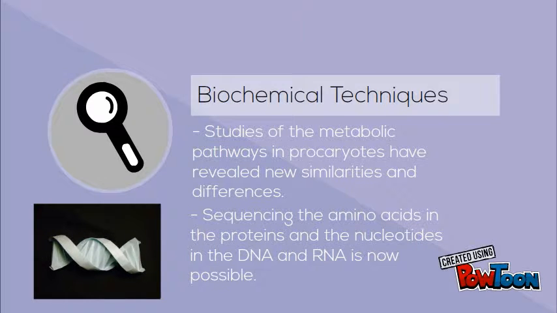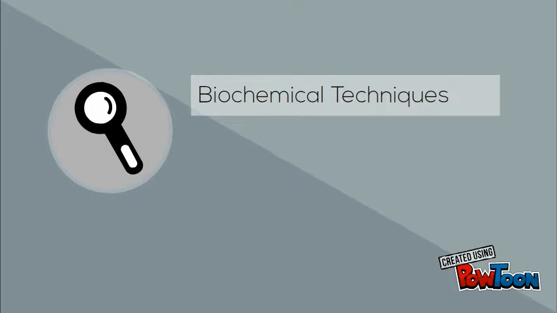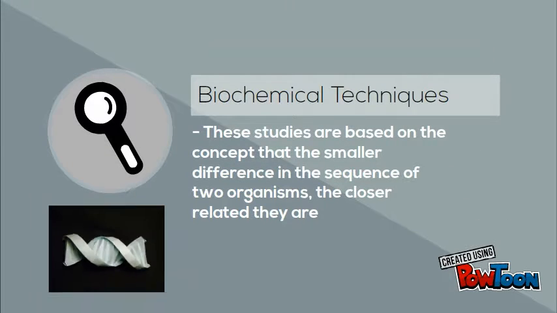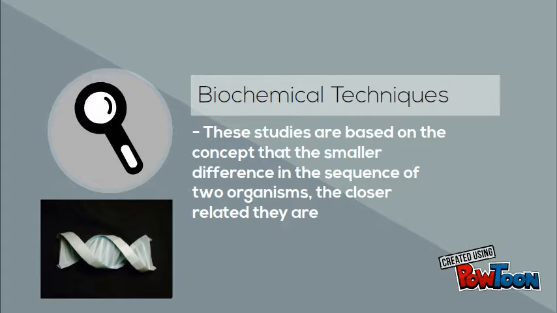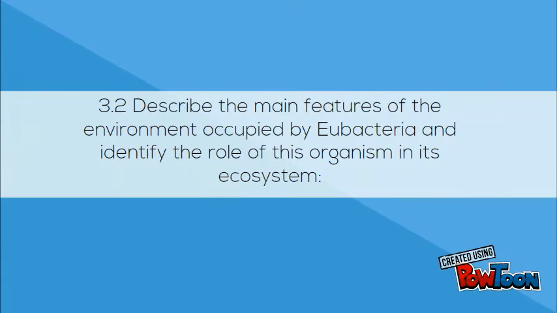Sequencing the amino acids in the proteins and the nucleotides in the DNA and RNA is now possible. These studies are based on the concept that the smaller the difference in the sequence of two organisms, the more closely related they are.